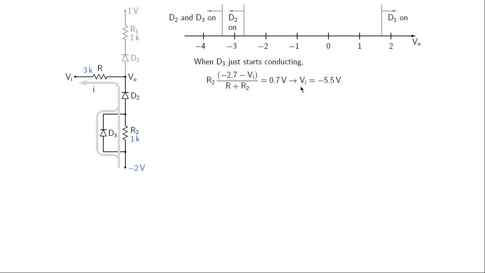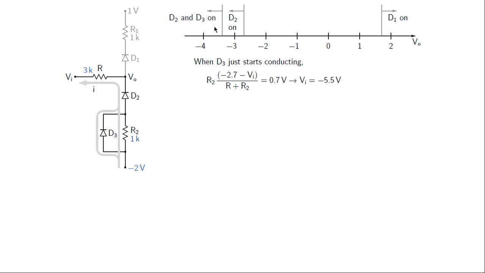What happens if we make VI smaller? That means more negative than minus 5.5 volts. All that happens is this current increases and the additional voltage drop appears across this resistance R. Okay. Let us now look at VO in this situation.